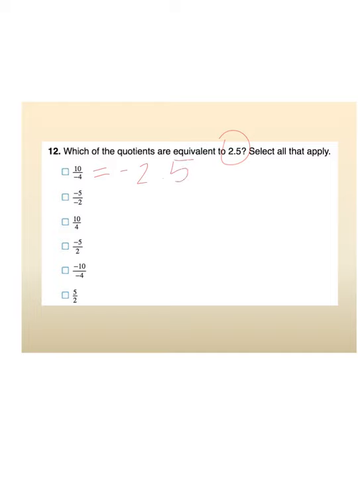That gives us a negative 2.5. We have a negative 5 divided by negative 2. That gives us 2.5. That's a 5. Okay, then we have 10 divided by 4. That gives us 2.5. Then we have a negative 5 divided by negative 2. That gives us negative 2.5. And we have a negative 10 divided by negative 4. That gives us a positive 2.5. And then 5 divided by 2, that gives us 2.5. So you should have B marked, C marked, E marked, and F marked.